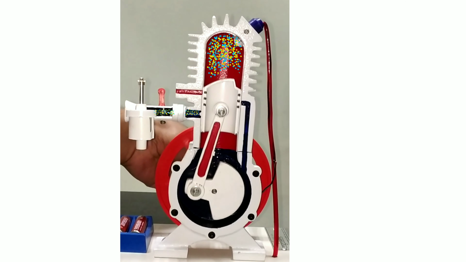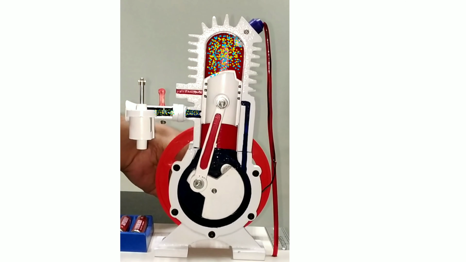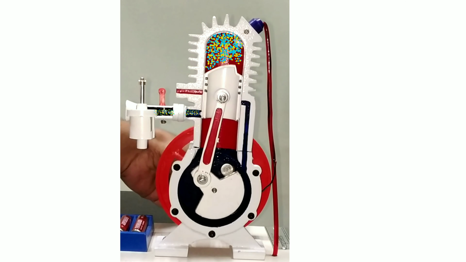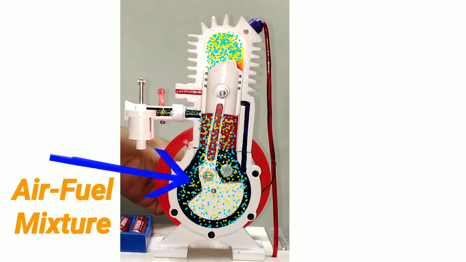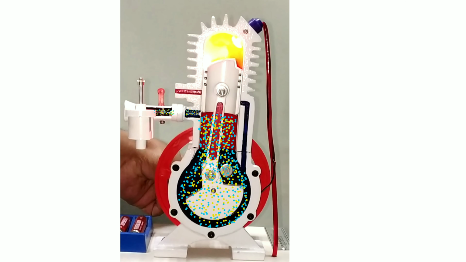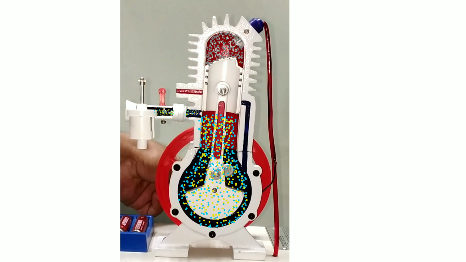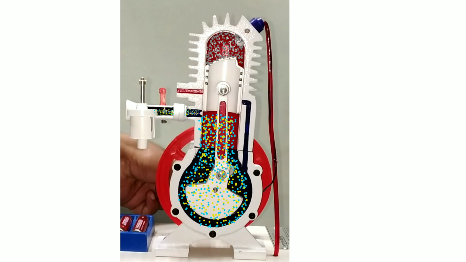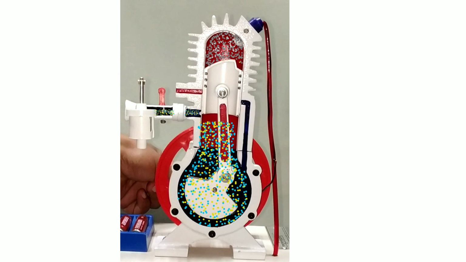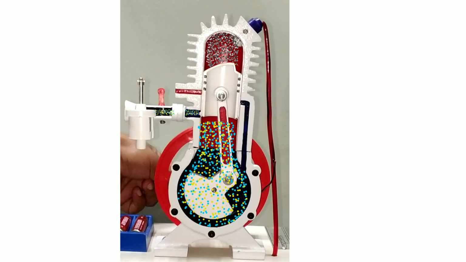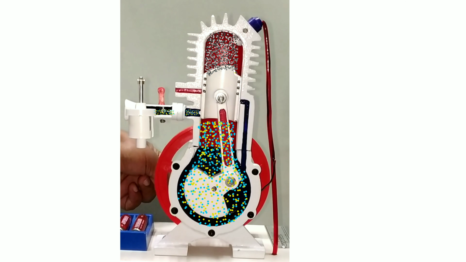At the same time, the inlet port opens, which allows the fresh air-fuel mixture to enter the crankcase. When the piston reaches the top dead center, spark is initiated and combustion takes place. Due to sudden rise of pressure, the piston moves downwards. This is called the power stroke.